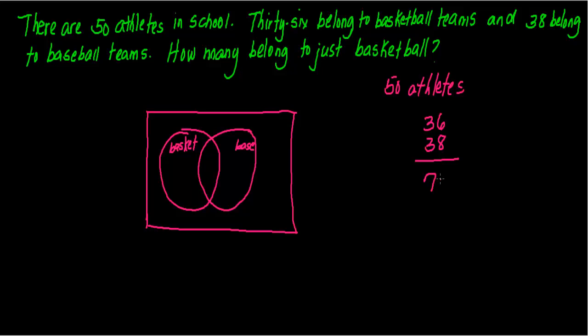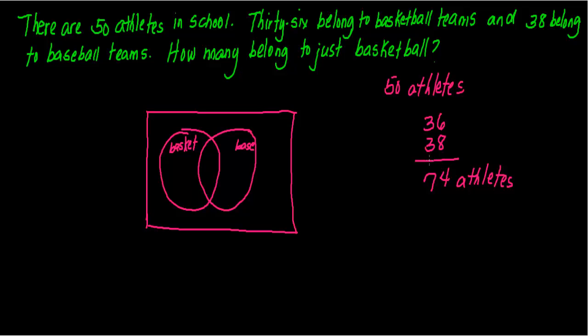That makes a total of 74 athletes. That makes you think, well, I have more athletes than what I started with, but what you really have to think is that I have 74 if I add these two, because some of the athletes belong to both basketball teams and baseball teams. Okay, so there's an intersection here.